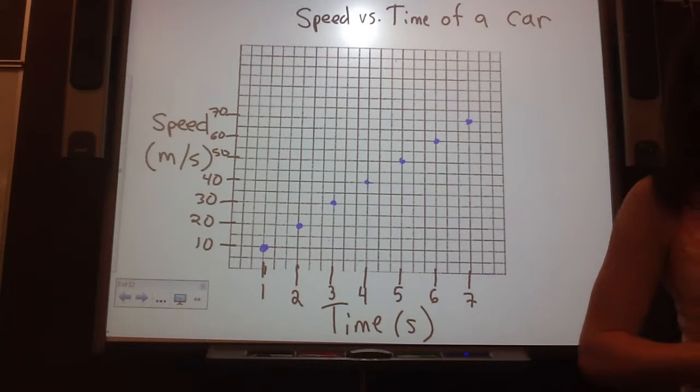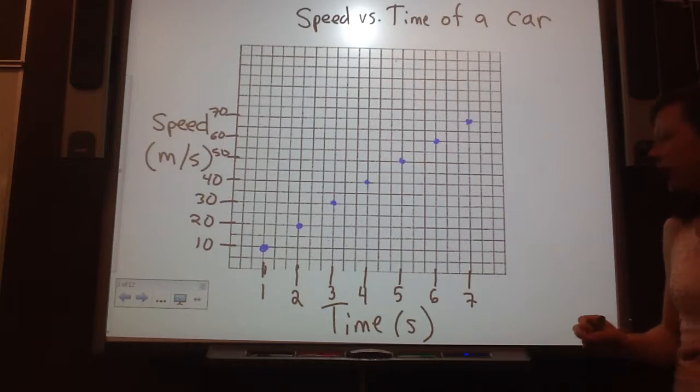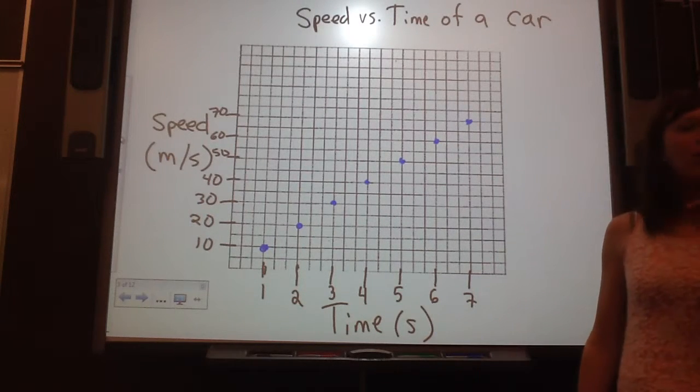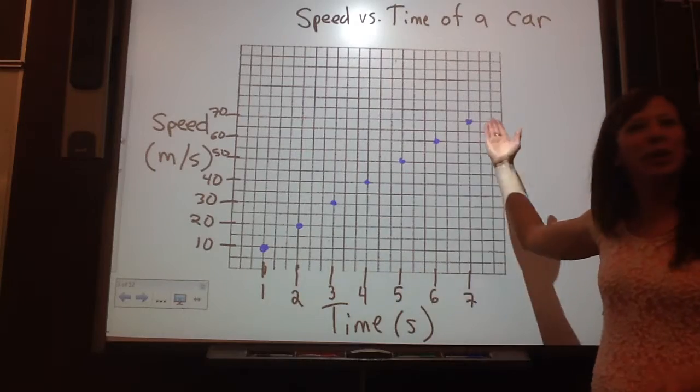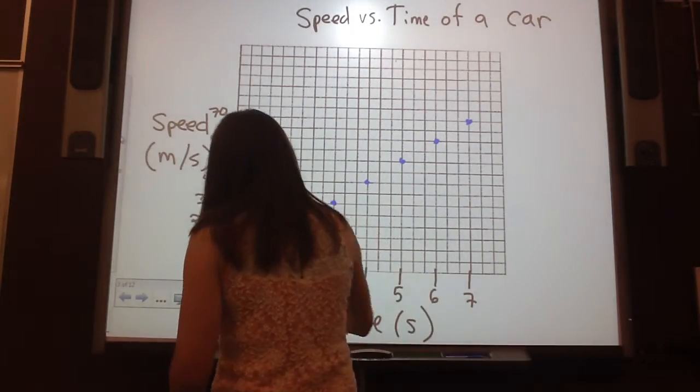Would you connect the dots? Yes, so that would be our very last step, is connecting the dots, but instead of saying connect the dots, I would like to use the terminology the line of best fit, okay? So the line of best fit is to show the general trend, which in this case, the general trend is very uniform, so it means connecting the dots, okay? So we can connect the dots.